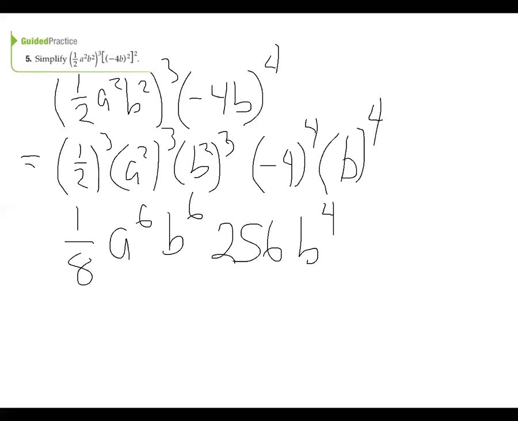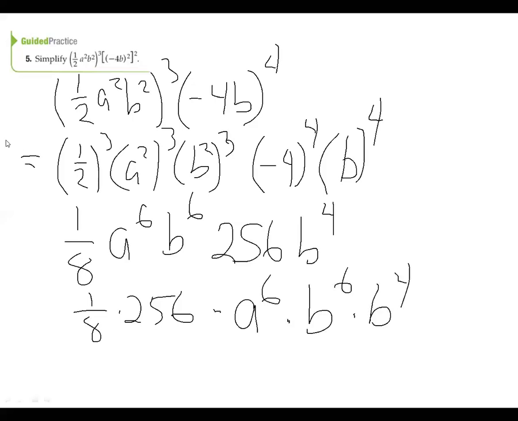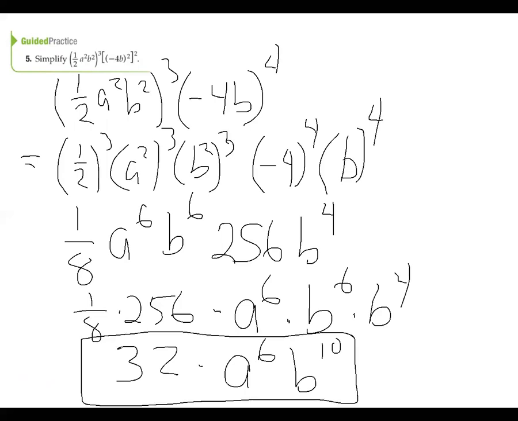Alrighty. So I can group coefficients. 1/2 times 256 times a to the 6th times b to the 6th times b to the 4th. 1/8 times 256 is 32. I only have one factor with a in it, so a to the 6th, and b to the 6th, b to the 4th can be combined as b to the 10th. Okay, they can get pretty tricky there, so be careful, but there you go.